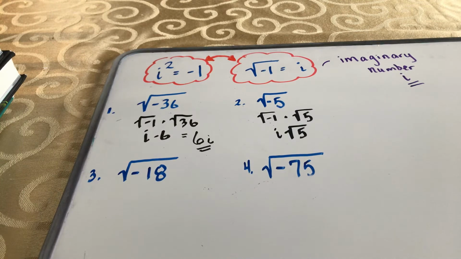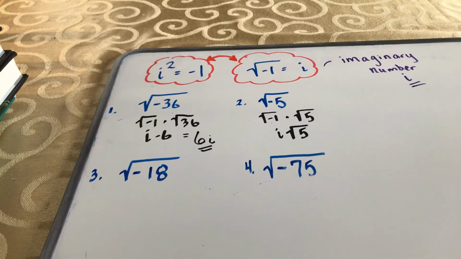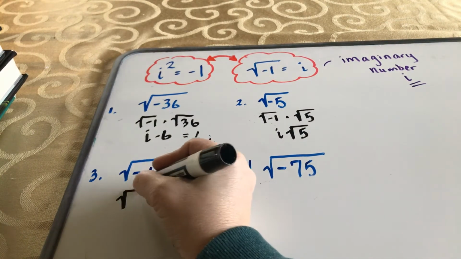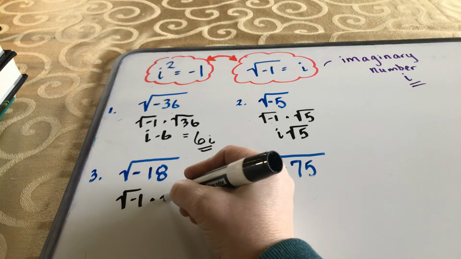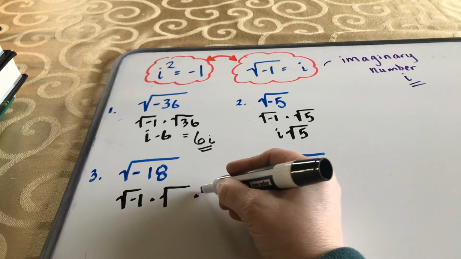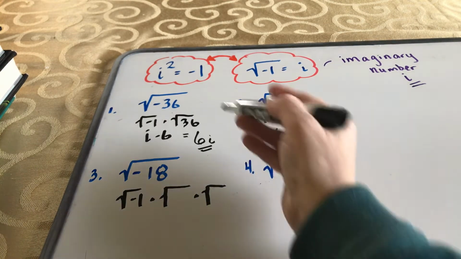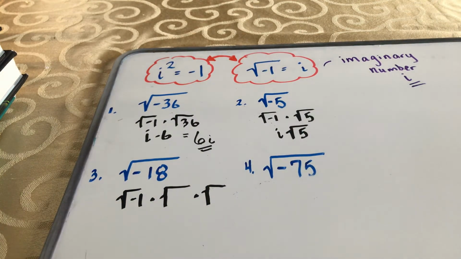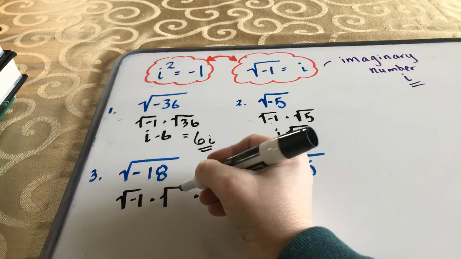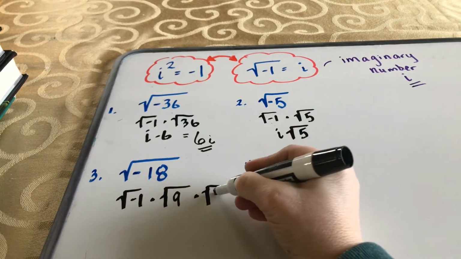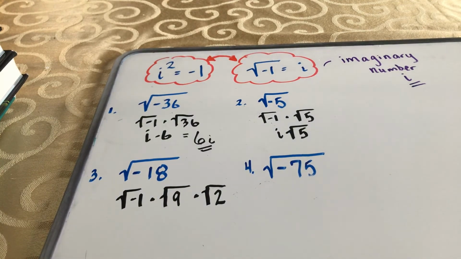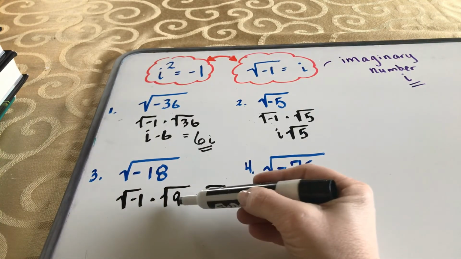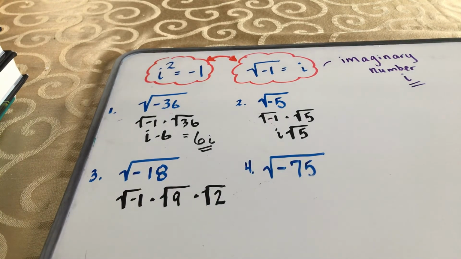Example number 3. We have the square root of -18. So again, we're going to break this down. We have -1. And now I want to think about how I can break down 18. It is not a perfect square like our 36 that we had up there. However, it does have a perfect square as a factor. So I'm going to think of this as 9 times 2. Again, 9 being my perfect square. Now, there may be other factors of 18, but you want to look for numbers that are perfect squares.